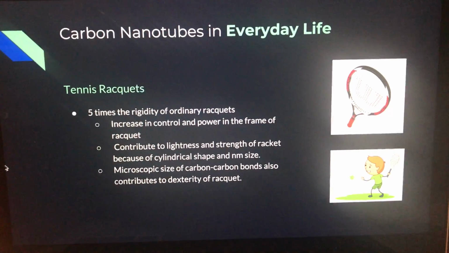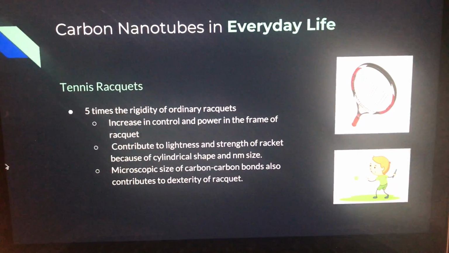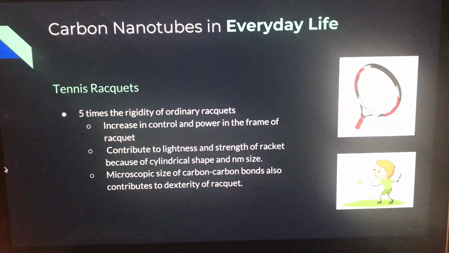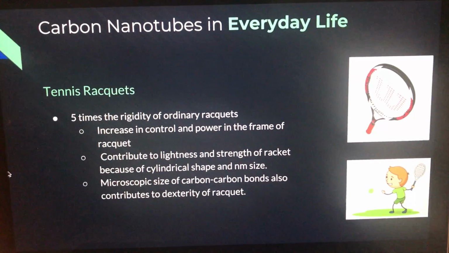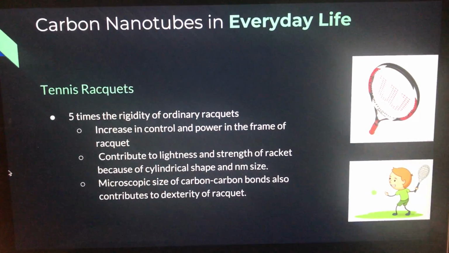Carbon nanotubes in tennis rackets are effective because they increase the control and power in the frame of the racket. They contribute to the lightness and strength of the racket because of the cylindrical shape and size, and they also contribute to the dexterity of the racket.